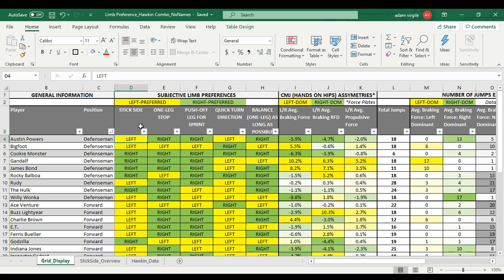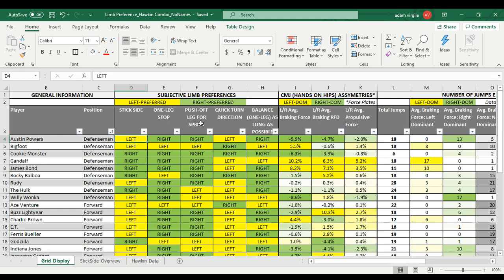Pretty much with a team of NCAA Division One men's ice hockey athletes, we asked them what's their preference for various tasks performed on the ice. One of them is their stick side. So do you use a left-handed or right-handed stick? One leg stop preference, where we asked them if you were sprinting at full speed and had to pick one leg to stop with, which one would you choose?